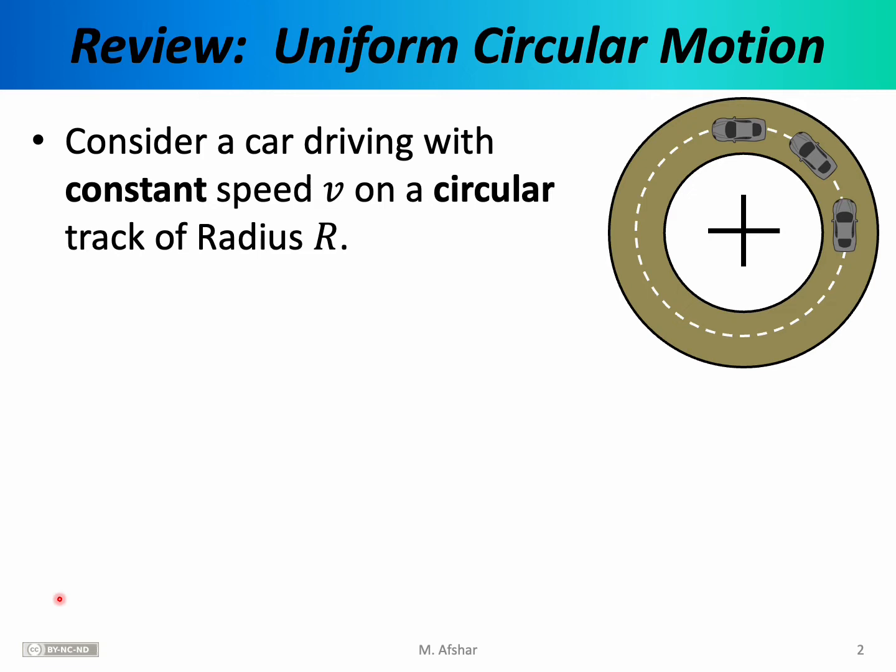If you recall, in our previous lecture on circular motion, we examined in detail the motion of a car driving with a constant speed around a circular track of radius r. So you can imagine that the speed of the car is known, the radius of the track is known, and we were interested back then in knowing exactly what the position or velocity or acceleration of this car was at any given time as it continuously drives around the track.